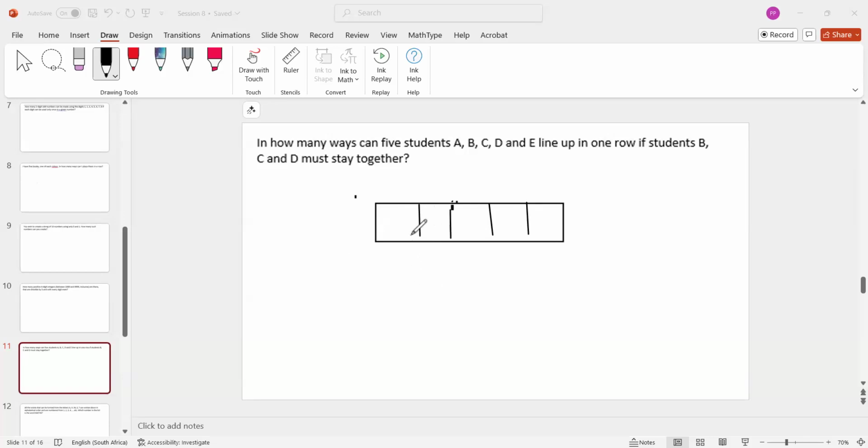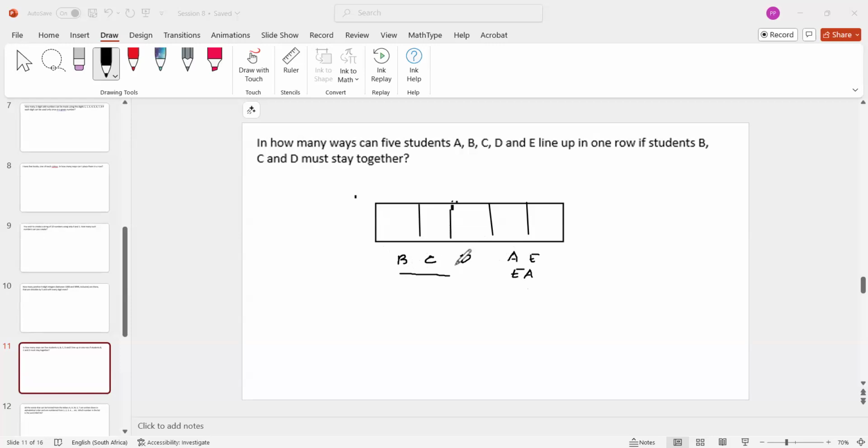So I could have had B, C, D here, the first 3. Let's take that. B, C, D there. Now, then A and E, you could have had A and E or E and A. Right? So for this particular choice, you've got two ways in which you can place the remaining two.